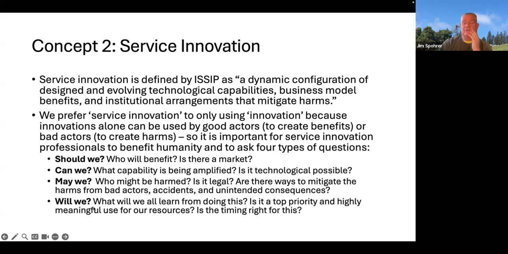So it's important for service innovation professionals to benefit humanity and to ask 4 types of questions. Should we? Who will benefit? Is there a market? Can we? What capability is being amplified? Is it technologically possible? May we? Who might be harmed? Is it legal? Are there ways to mitigate the harms from bad actors, accidents, and unintended consequences? And will we? What will we learn from doing this? Is this a top priority and highly meaningful use of our resources? And is the timing right for this? So that's the second concept, service innovation.